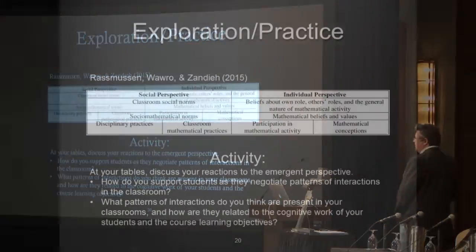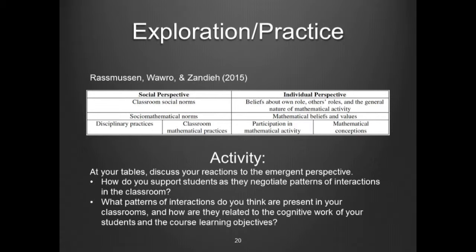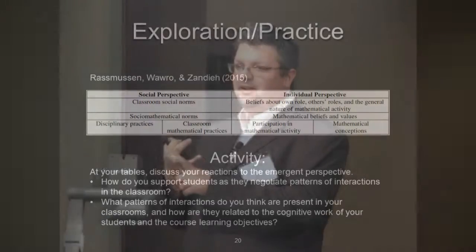Okay, so we're going to take about 5 minutes to do our active activity. So at your tables, I would like you to discuss your reactions to this idea of an emergent perspective for thinking about your classroom. And if you need 2 more specific questions, how do you support students as they negotiate these patterns, norms, whichever version of the framework you're interested in the classroom? And what patterns do you actually think you're seeing in your classroom? How are they related to the cognitive work of your class and to the learning objectives that you've stated?